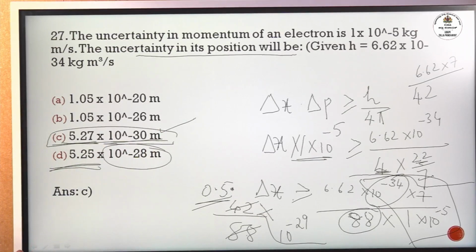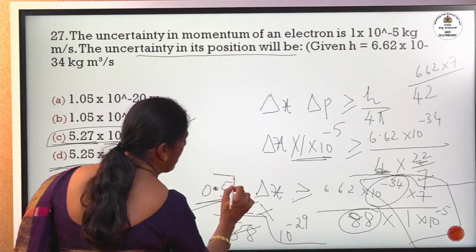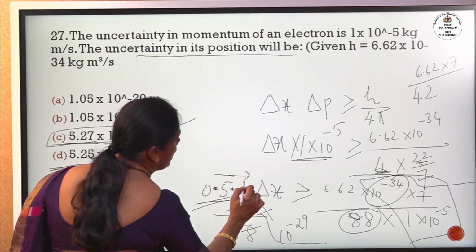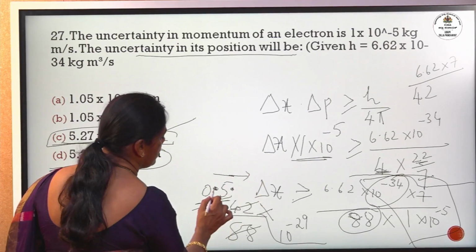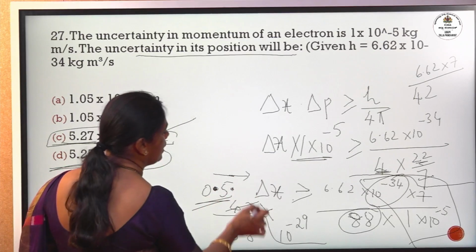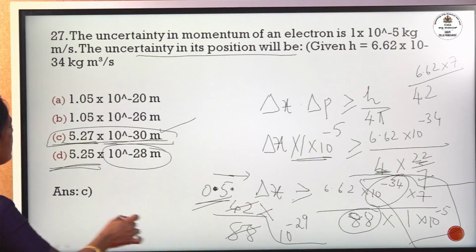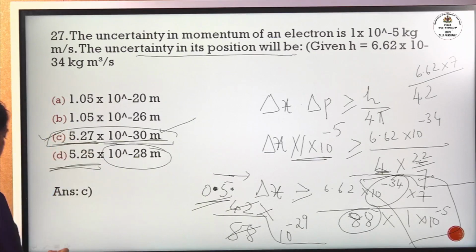5.27 into 10 to the power minus 30. So the easier way is on the number line. If you go to the right side, you get a positive integer. While writing scientific notation, if you go on the same side, you should have a negative integer. So 10 to the power minus 29 becomes 10 to the power minus 30. Answer C is the correct one.